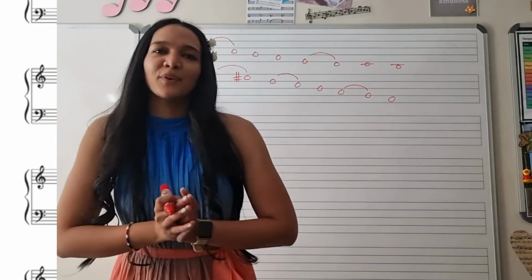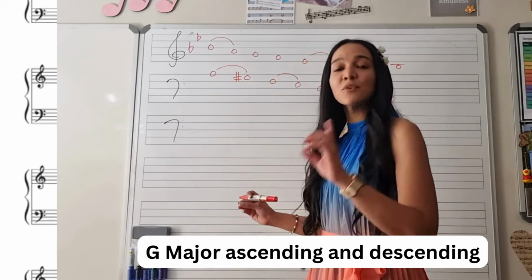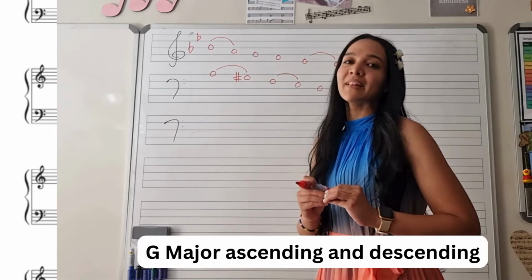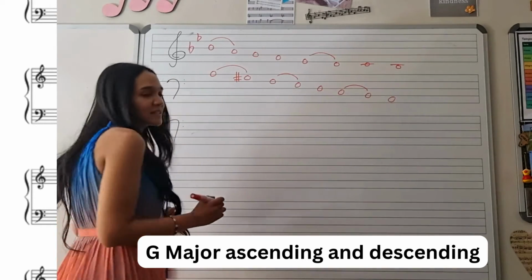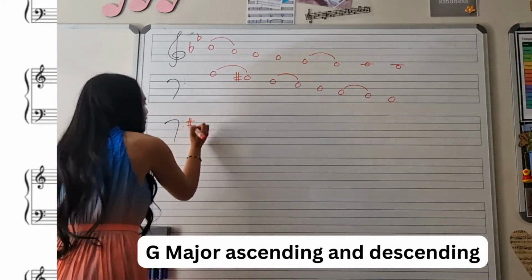Then our last scale that we're going to write is G major. They want us to write both ascending and descending, so pay attention to that instruction, because if you only do one, they will penalize you. So let's go ahead and put in our key signature for G major in the bass clef. It is an F sharp, and this is where our F sharp lies.